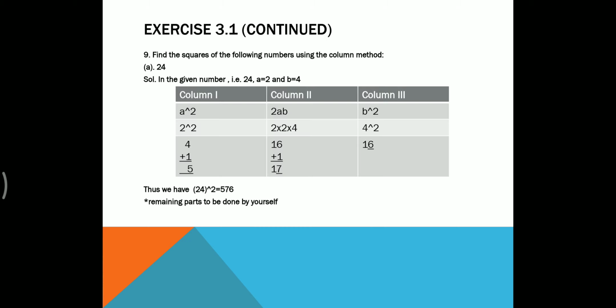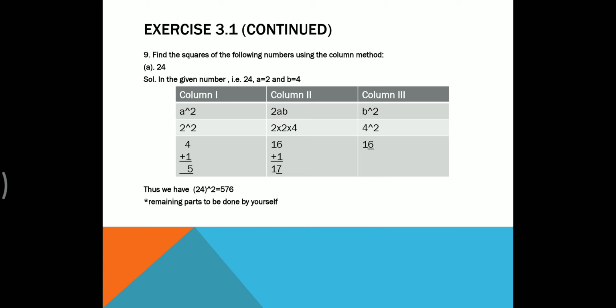Now we will continue with exercise number 3.1, some of whose questions we have already done in the previous lecture. Now our first question is like this. Find the square of the following numbers using the column method. Our first part from that is 24.